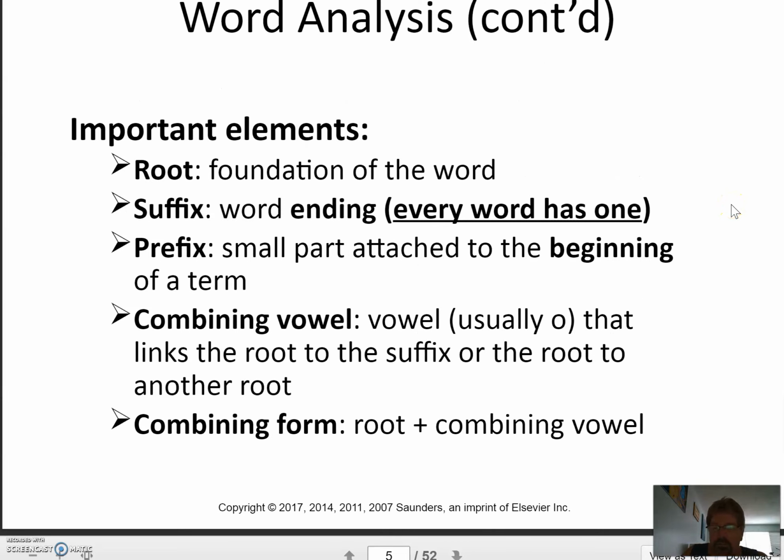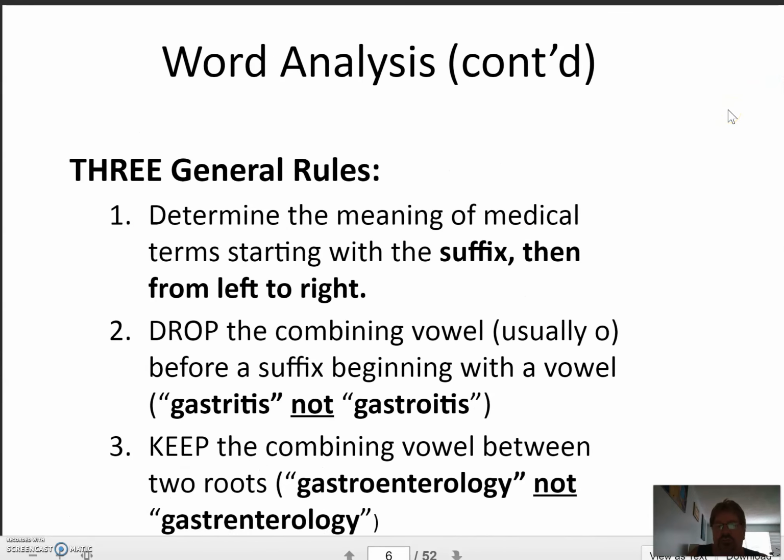Okay, in medical terminology, there's a root word like cardio. Cardio is a root word for heart. There are suffixes, endings that have special meaning, like gastroenteritis. The suffix itis means infection or inflammation. There may be a prefix at the beginning of a term. They usually have a combining vowel. Most of the time it's an O, but it can be one of the other vowels. What are the vowels? A, E, I, O, U, and sometimes Y. Combining form is the root word plus the combining vowel. This is really important to know. If you don't know that, there ain't no sense in going any further.